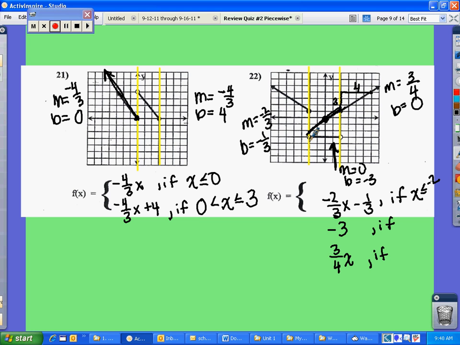The second piece is an interval because it starts and stops. It doesn't go on to infinity. So it starts at -2. I don't include that, so it's just less than x. And then it goes up to +2, but I don't include -2 or +2 because I have open circles.